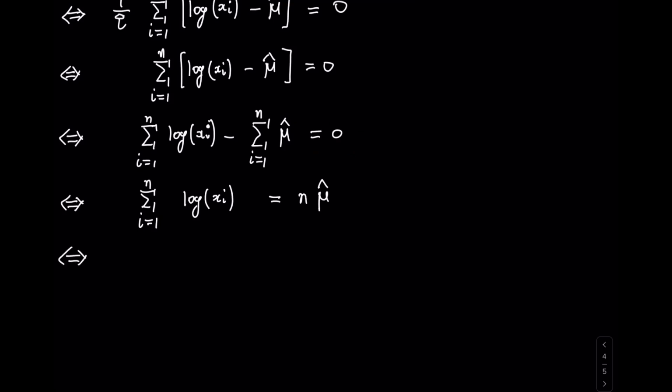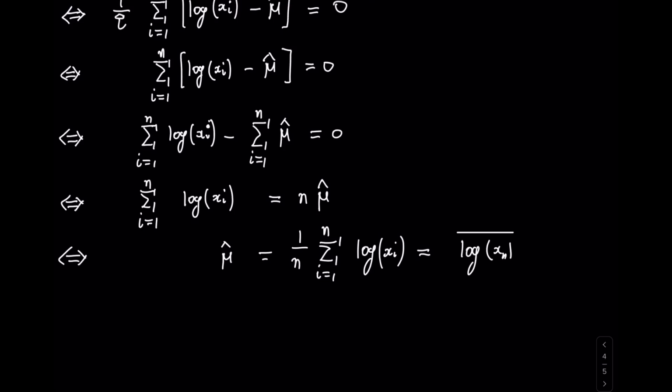And finally, after some solving here, quite a rigorous process, it becomes 1 on n times the sum, i equals 1 to n, of log xi, and I'm going to define this as log x n bar. And we've finally solved for our value of mu.